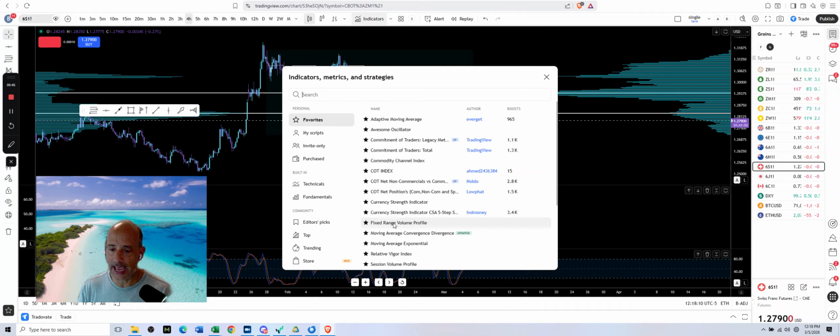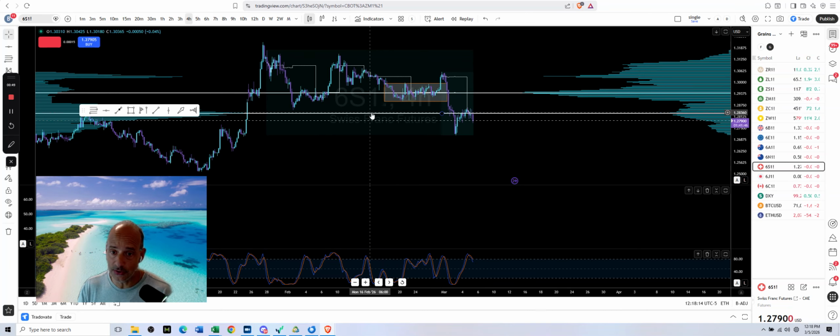The issue that I had, okay, so the good thing about the fixed range volume profile is that you can draw it to the exact areas you want. Okay, so even if it's back in time. So if I wanted to draw a fixed range from like this high to this low, I could do that and it would draw it.